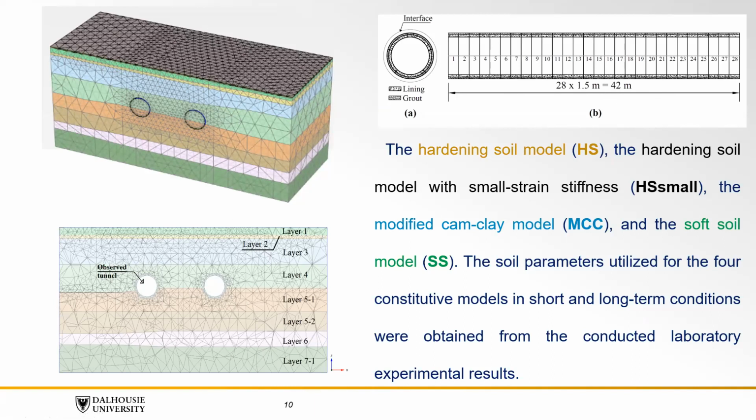We were going to see which soil model would give us the best prediction. So we considered the hardening soil model, the hardening soil model with small strain stiffness, the modified Cam clay model, and the soft soil model, all of them in Plaxis. The soil parameters utilized for the 4 models in short and long-term conditions were obtained from the conducted laboratory experimental results. Accordingly, we obtained all of the required parameters for each of the models.